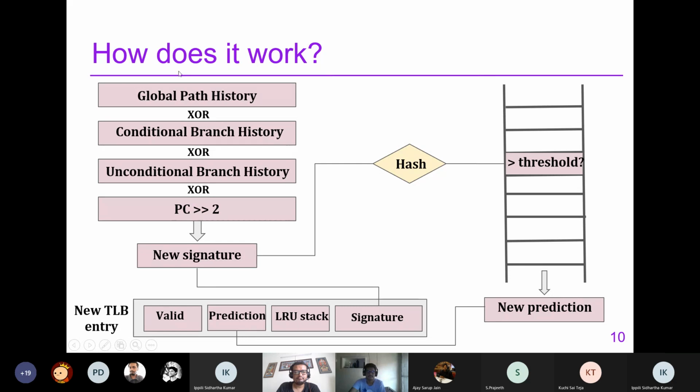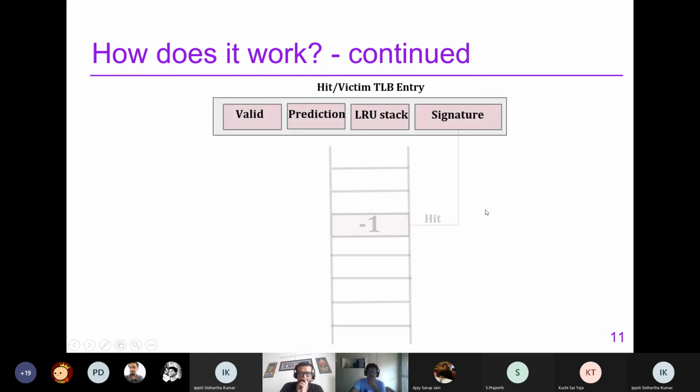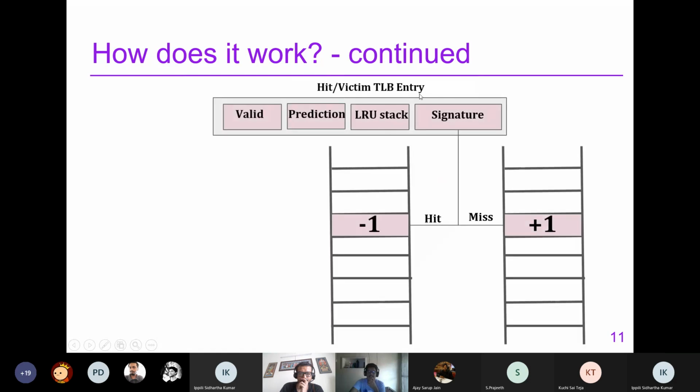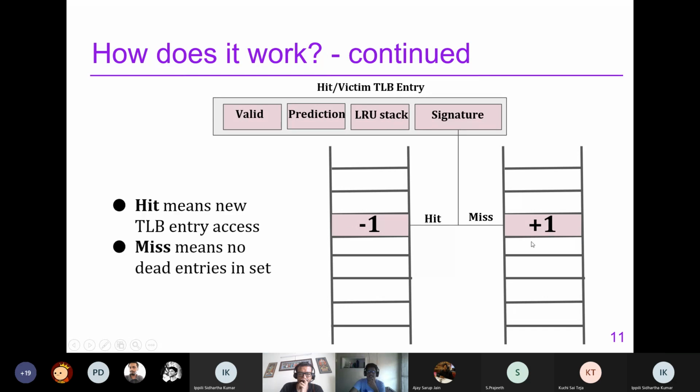So this path, from getting the global path history, XORing them, and forming a new signature and putting it into a new TLB entry, is performed on every TLB access, whereas accessing the prediction table is done only on a TLB hit on a new TLB access, or on a TLB miss when the LRU evicts some TLB entry from a set. The LRU here is used to evict an entry from the set when there are no dead entries in the set. And when there is a hit or a victim TLB entry, the signature is used to index and update the prediction table.